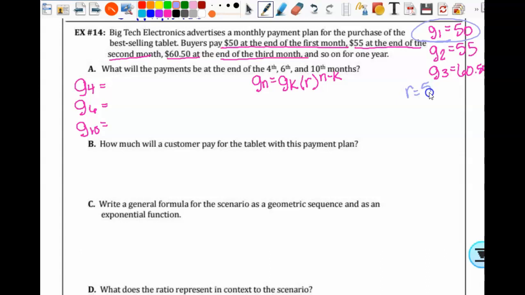$55 over 50? Okay, and here do you think would be more appropriate, leaving it in fraction form or getting a decimal? A decimal, because I already have decimals in the question, plus it's money, and when you divide that out, you get 1.1. So r is 1.1. So when I write this out, I get G sub n is equal to 50 times 1.1 to the n minus 1 power.